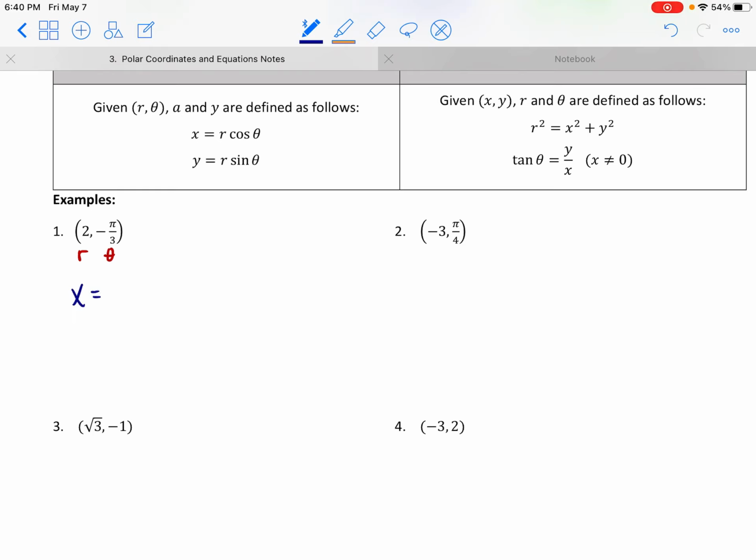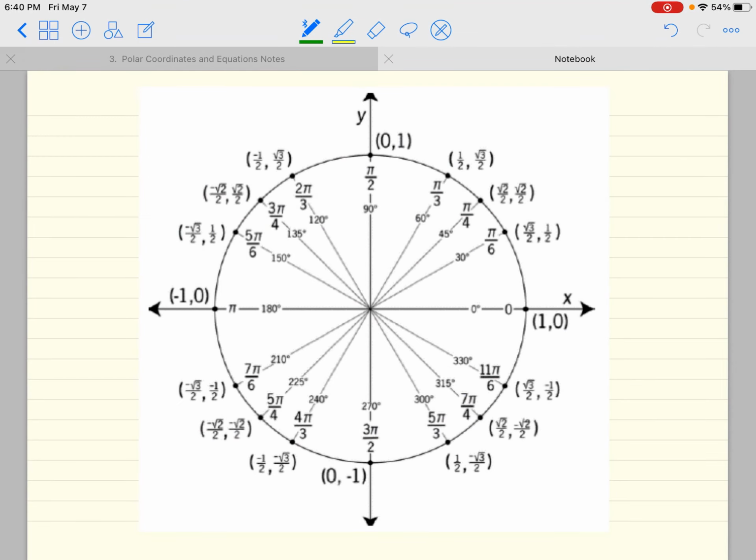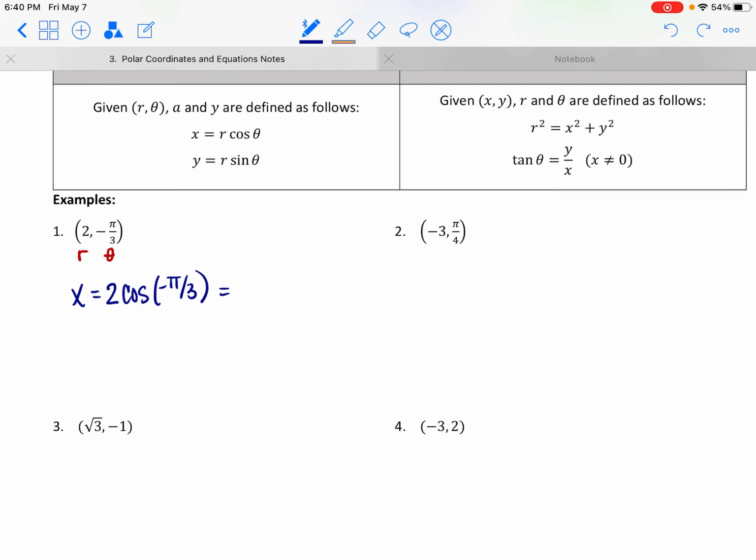So x, as we just saw, is the radius times the cosine of our angle. And that is an angle that we can find in the unit circle. So negative pi over 3, let's figure out the cosine for that. Happen to have a unit circle handy. So pi over 3 is here, which means negative pi over 3 is here. We just looked at that a minute ago. We want the cosine, which is a half. So this is really 2 times a half, and 2 times a half is 1.